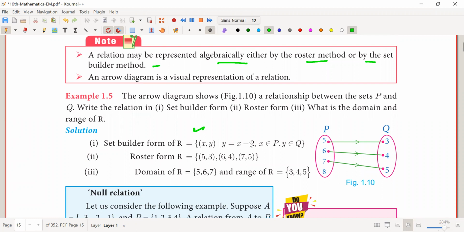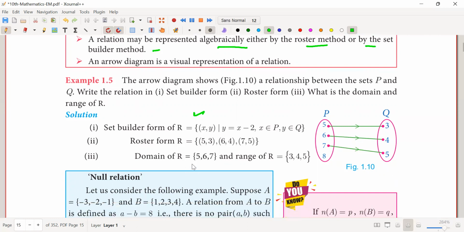Here we have to form the set. All right, we have to form the set by applying this formula. If I apply 5 here, 5 minus 2 is 3. If I apply 6 here, 6 minus 2 is 4. If I apply 7 here, 7 minus 2 is 5. If I apply 8, 8 minus 2 is 6. 6 is not here, so it's not related. Right? So it's not related.